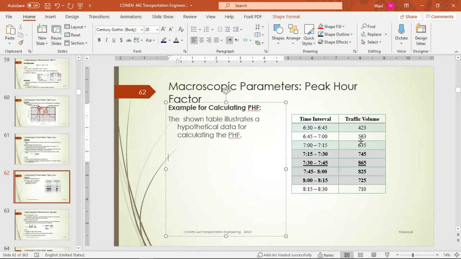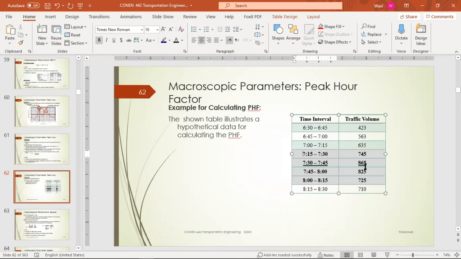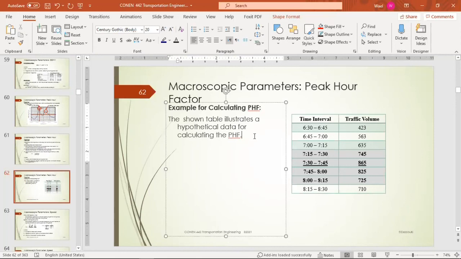First of all, we look at these values. We do a count when we want to identify the peak hour. We start counting volume every 15 minutes. So we can see here the time intervals from 6:30 to 6:45, from 6:45 to 7, and so on, and this is the traffic volume. We look for the four consecutive increments which have the highest traffic volume, or the highest summation. So here the peak hour is from 7:15 until 8:15, according to the values that we see here.